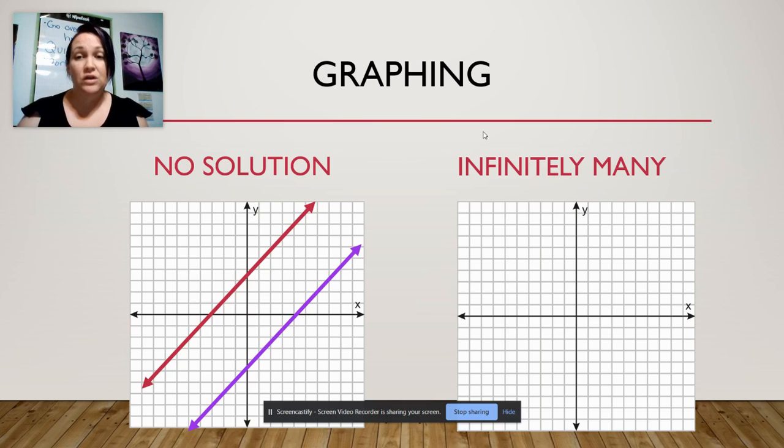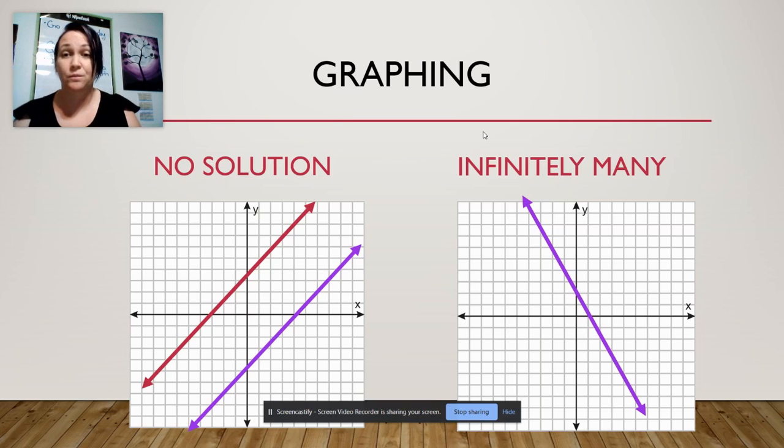If you are graphing and you want to write an answer of infinitely many, that means that you graphed your first line. And when you went to graph your second line, it graphed completely on top of the first line. And so you end up having something that looks like only one line. Remember, this is called infinitely many because the two lines are intersecting everywhere where the line exists. And the line is infinitely long. That's what those arrows at the end mean.